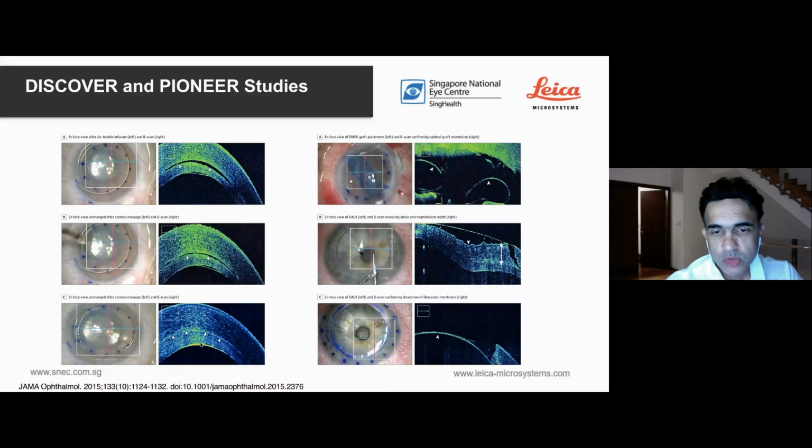The reason why it's important to reduce your dislocation rate is that we know if you have a higher rate of dislocation, you are going to get a higher rate of endothelial cell loss.